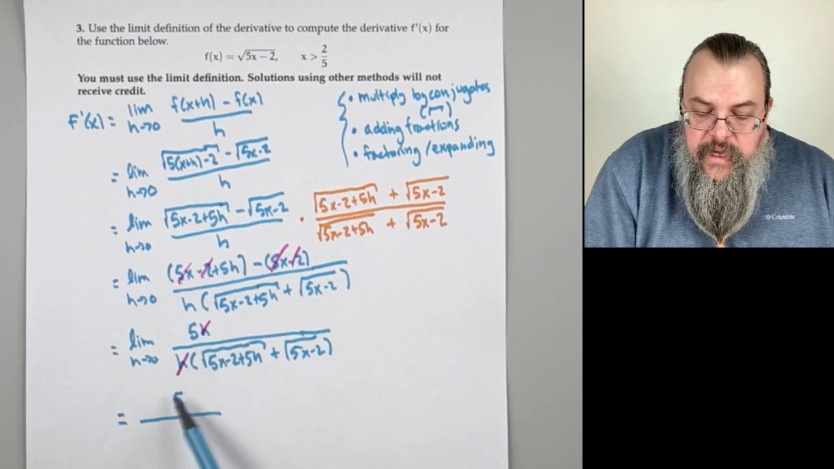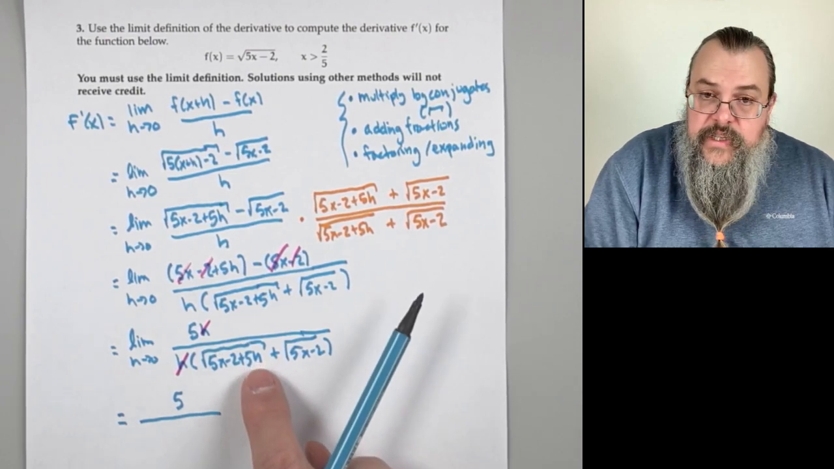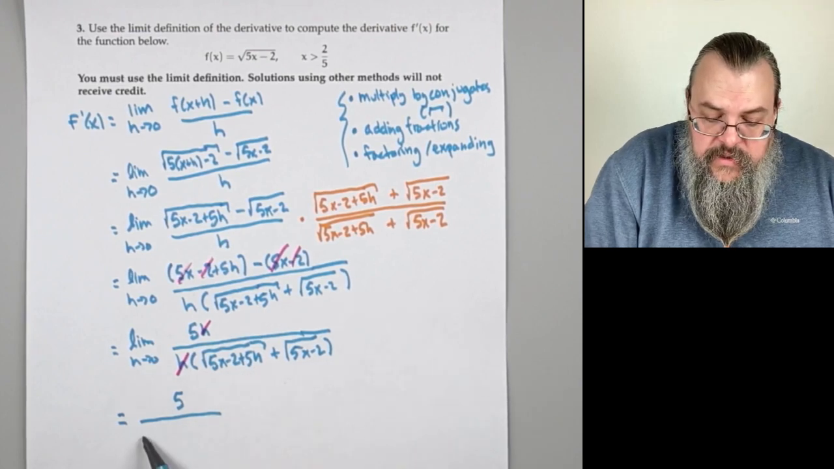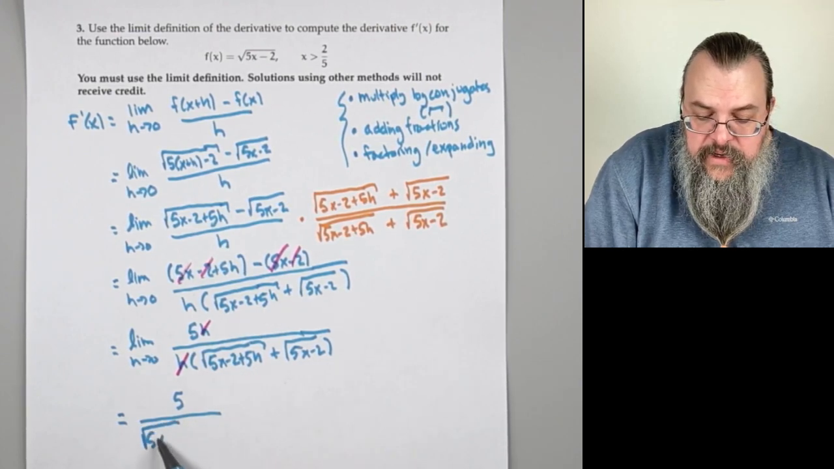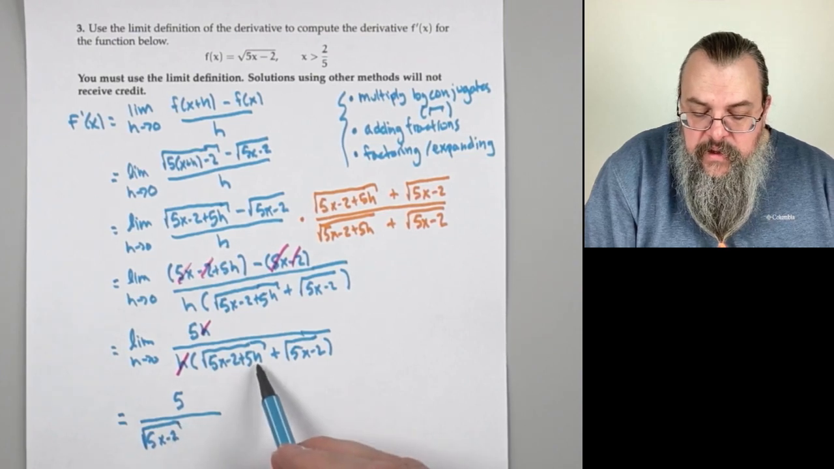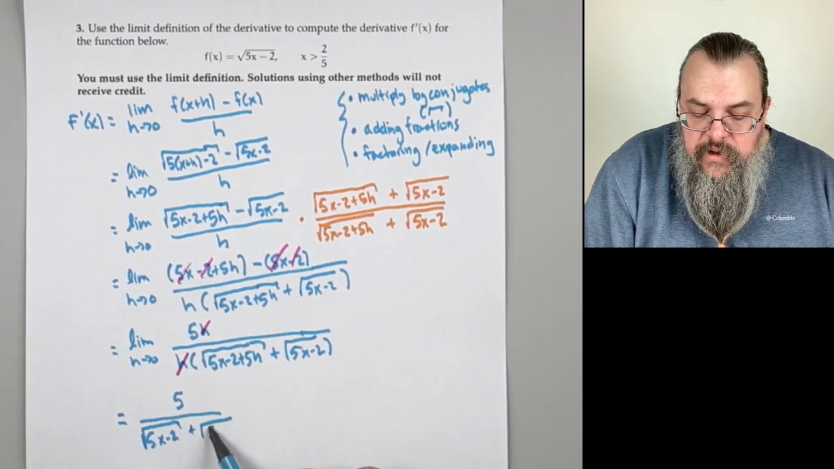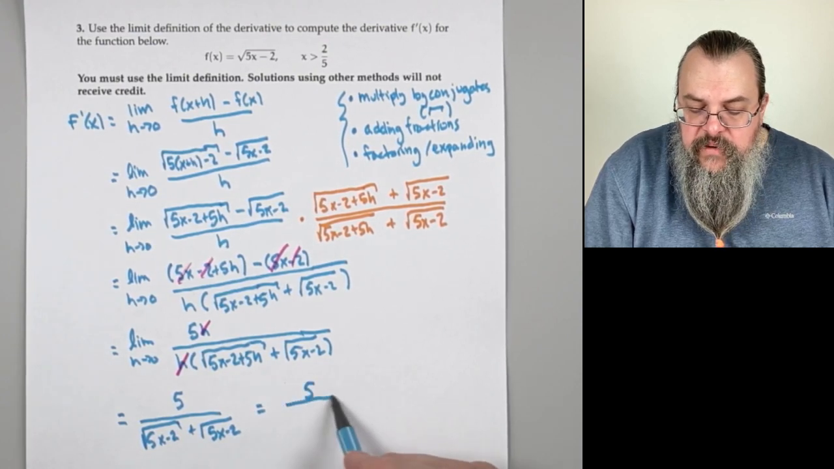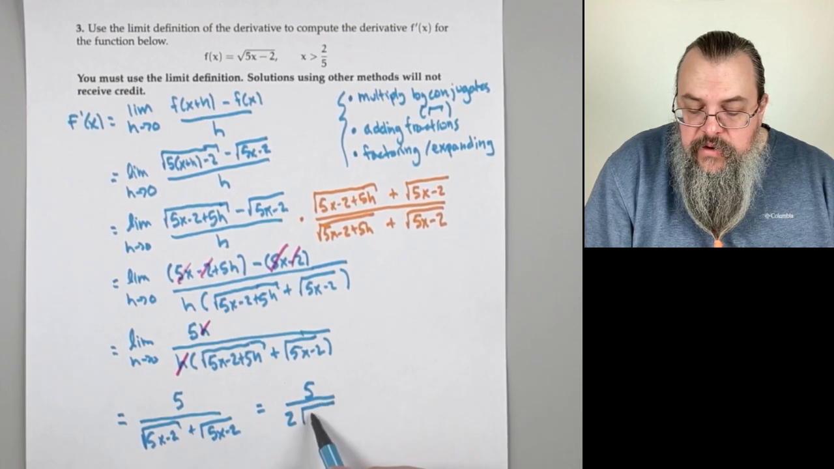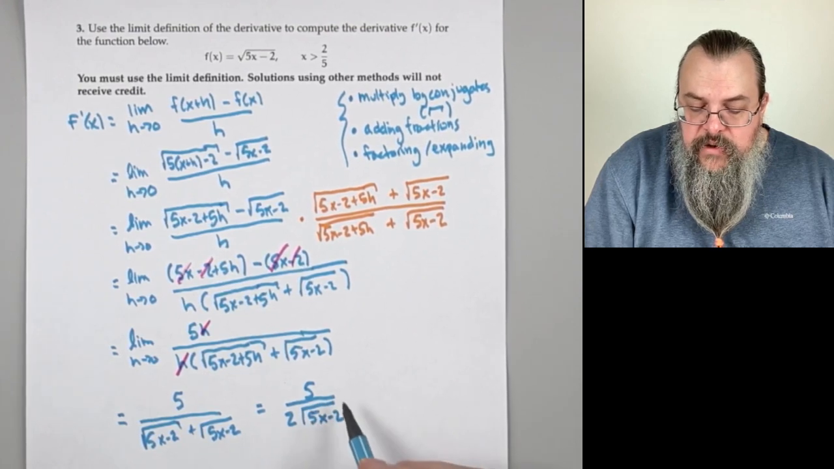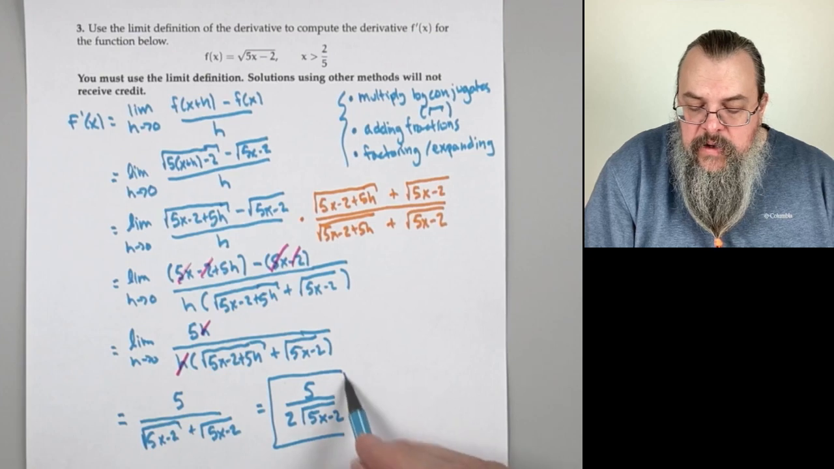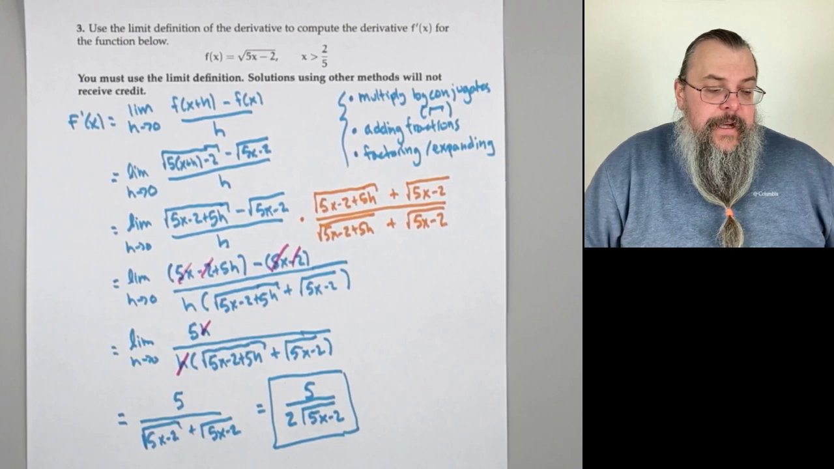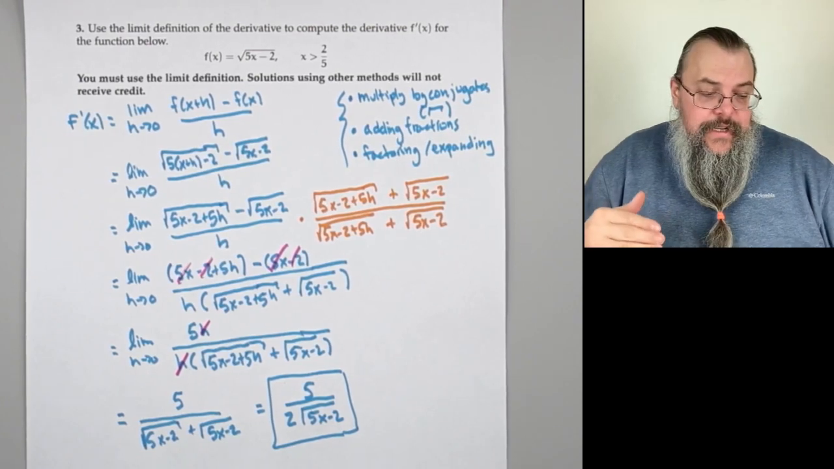Downstairs, because there's only a single h left here, those h's are gone, that becomes a 0. So you get a square root of 5x minus 2, then that 0, plus a square root of 5x minus 2, which we can really write as 5 divided by 2 square root of 5x minus 2. And we're done. That's it. There's our answer. Now, that's doing it using the definition.